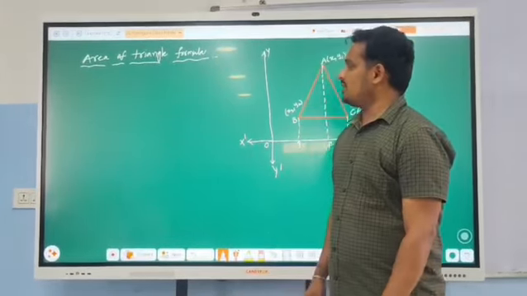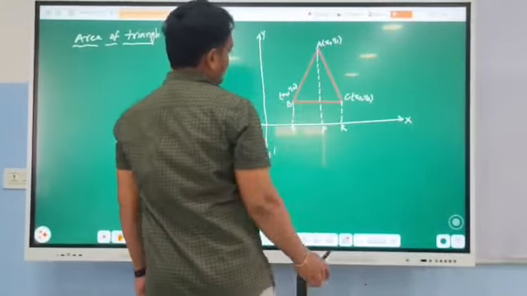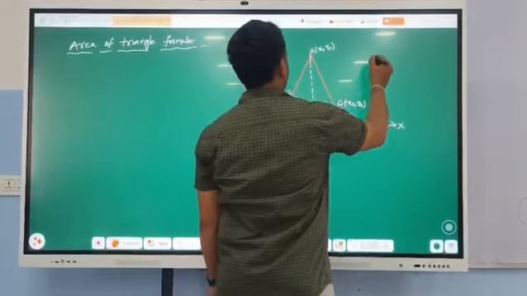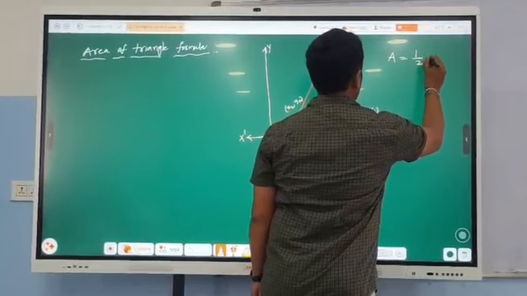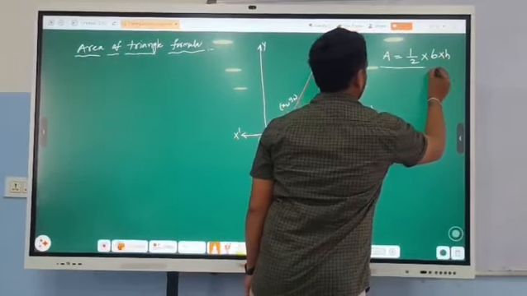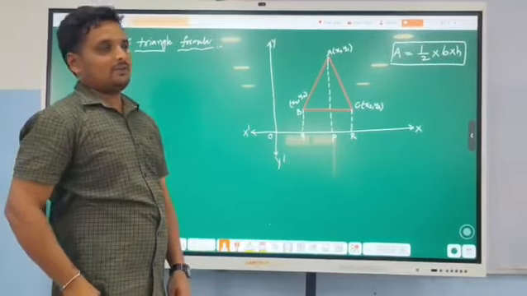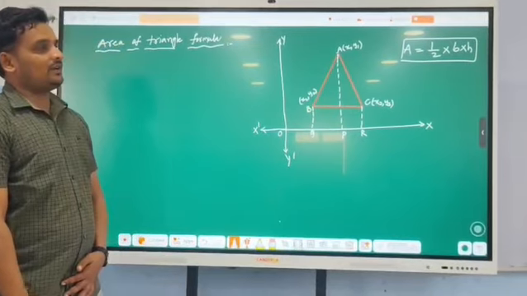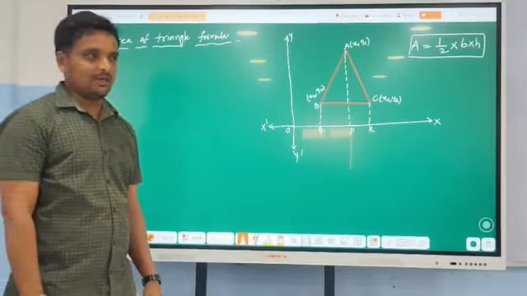I will explain you a short demo on area of a triangle. Usually, if you hear the word area of a triangle, we know that area of a triangle is equal to half into base into height. But this formula we are using for only right angle triangles, that too in the geometry. So here we can find the area of a triangle in the coordinate geometry. How to derive the formula, I will explain you.